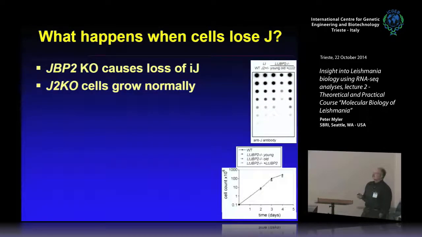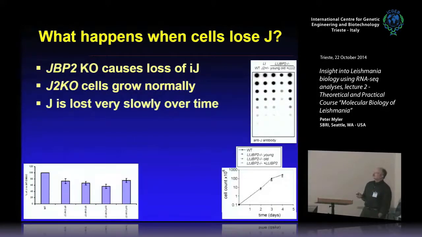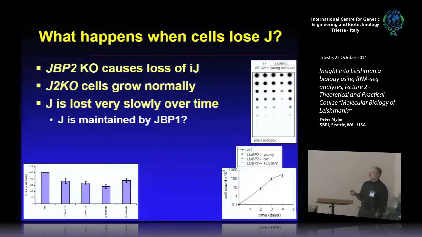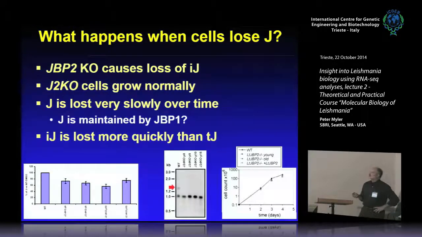What Pete's lab had done was they had knocked out one of the enzymes involved in J biosynthesis, and they'd shown that if you knock out JBP2, that causes the cells to lose most of their J. The cells actually grow quite normally, and the J is lost slowly over time. The reason for that is that the remaining enzyme, JBP1, is involved in maintaining J, but it can't add J de novo. JBP2 is needed to add J de novo, and then JBP1 keeps it there. But that's a different story that I won't bother telling you about. The internal J is lost more quickly than the telomeric J in these mutants.